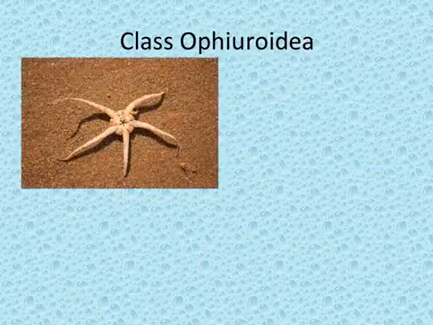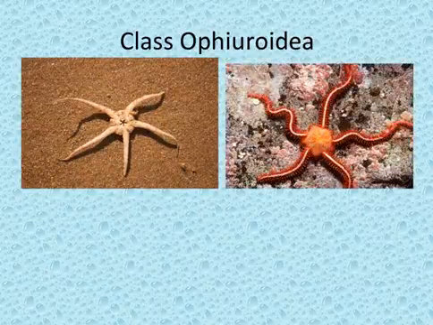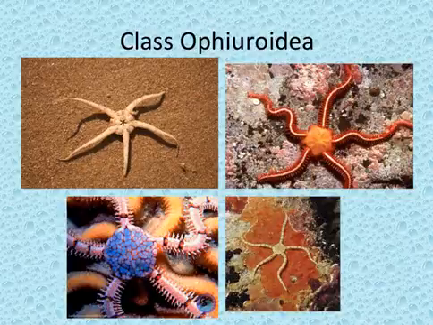Here are some pictures of brittle stars. You can definitely tell in that one the demarcation from the central disk and the arms. So those are brittle stars.